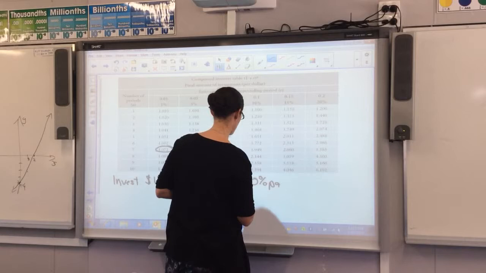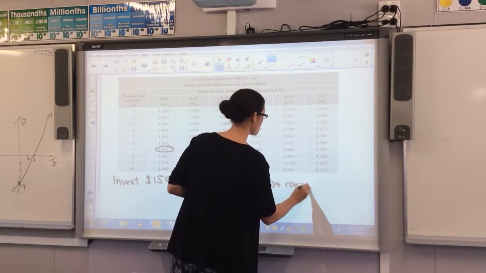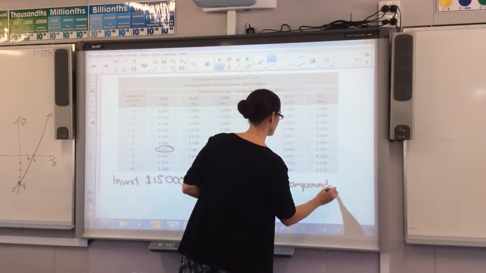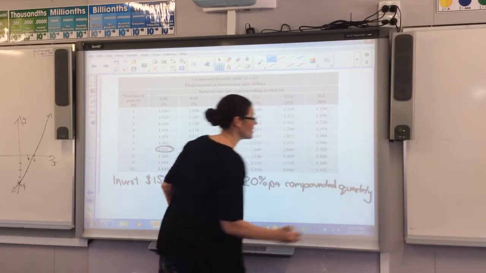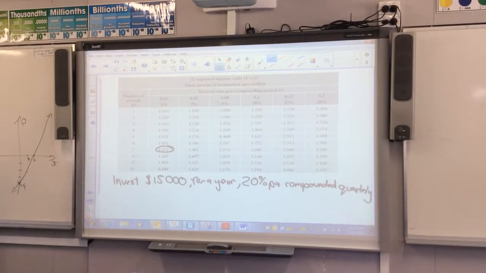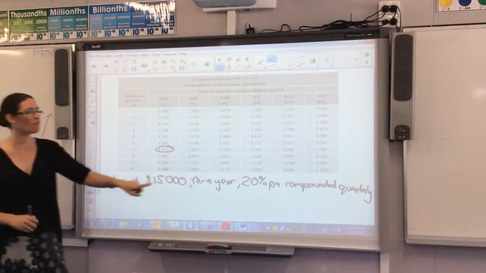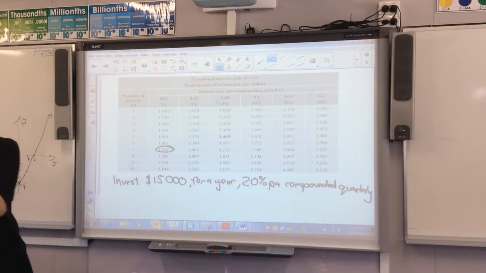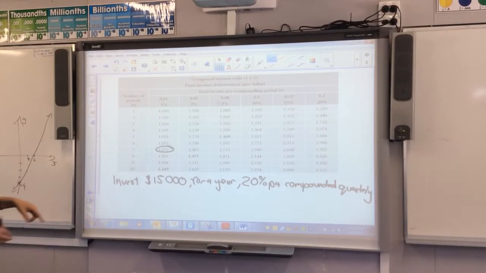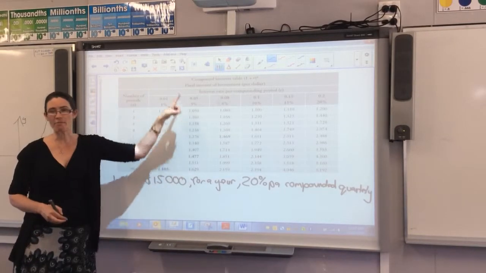Okay, so this is the trick. Compounded quarterly. If I'm going to compound quarterly, what does that mean? So I've got to change my interest rate. My interest rate is 20% for a whole year. So for a quarter, I would only have a quarter of that interest, which would be 5%. So I know I've got to be in this column at 5%.